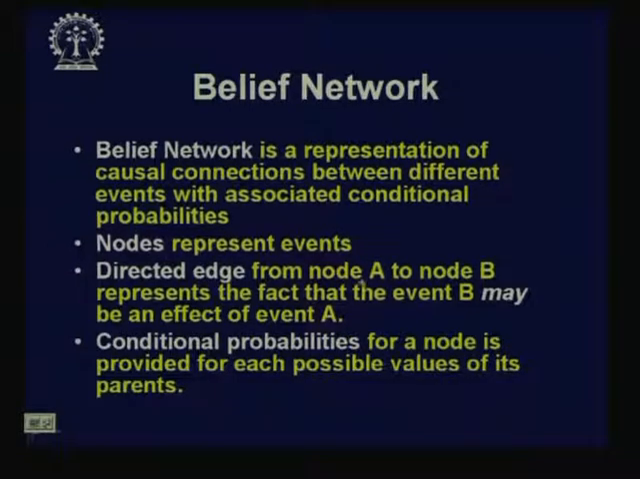A directed edge from one node to another, node A to node B, represents the fact that event B may be, please note, may be an effect of event A. And we are storing conditional probabilities for a node, and the conditional probability for a node is provided for each possible value of its parents.